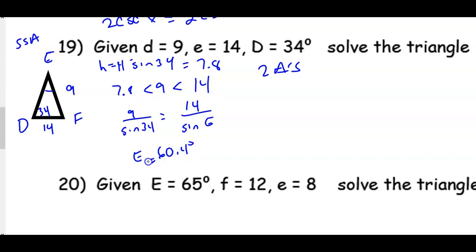Now I have to find my other E. So I'm going to do 180 minus 60.4, which gives me 119. That's E1, and then E2. So E2 is 119. That's my other angle.